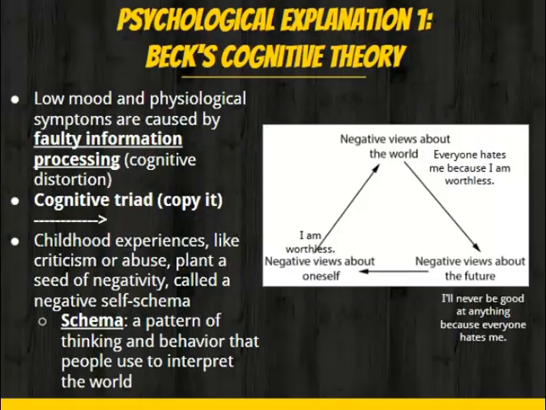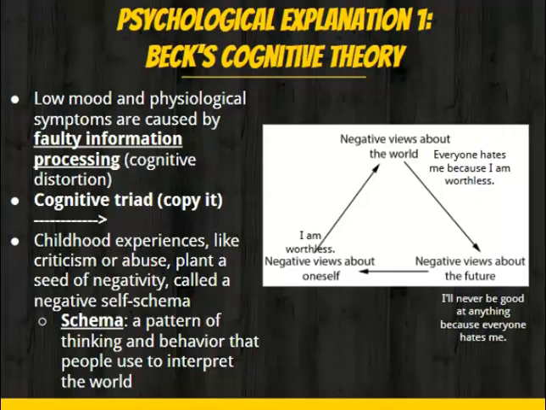But there are also psychological explanations. You've got 2 of them. Beck created the cognitive theory. In particular, he has that cognitive triad that you can see there. But generally, as with all cognitive explanations, the issue here is some kind of thought distortion. Cognitive is your thoughts. So some kind of thought distortion or some kind of faulty information processing.